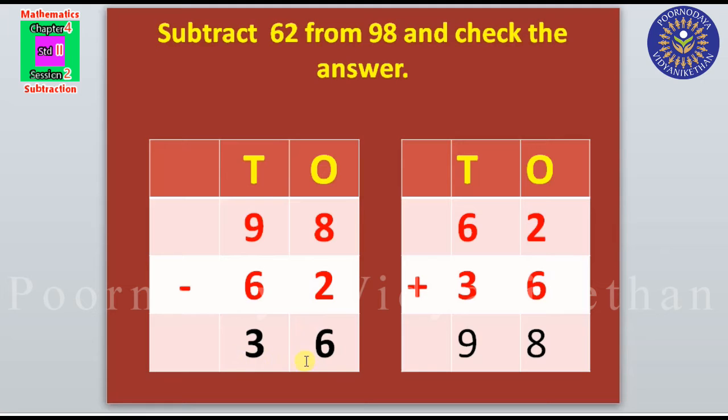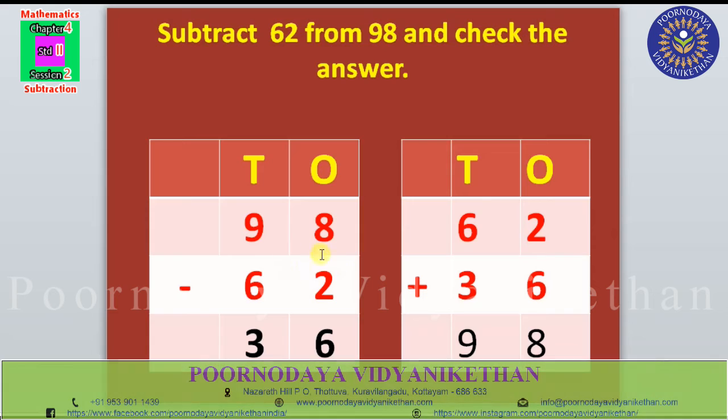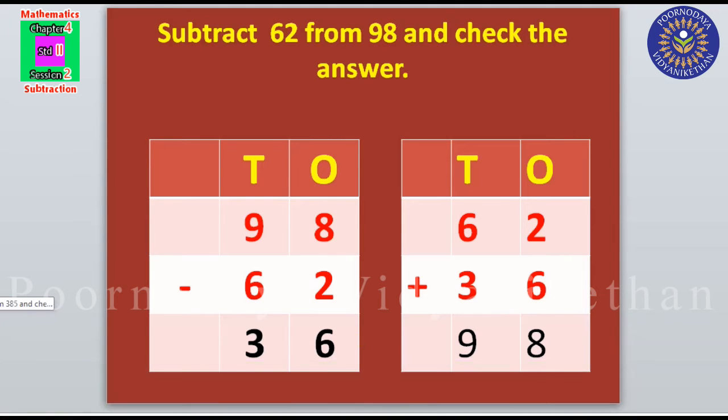So first you have to subtract and find the difference. Here we got the difference 36. Then next you have to check whether the answer is correct or not. For checking, you have to add the difference and the smaller number. If we add these two numbers, we will get 98. That is our bigger number. So we can say our answer is correct. Did you understand?